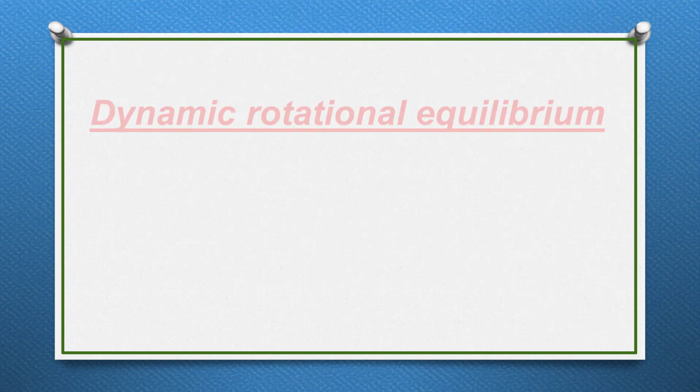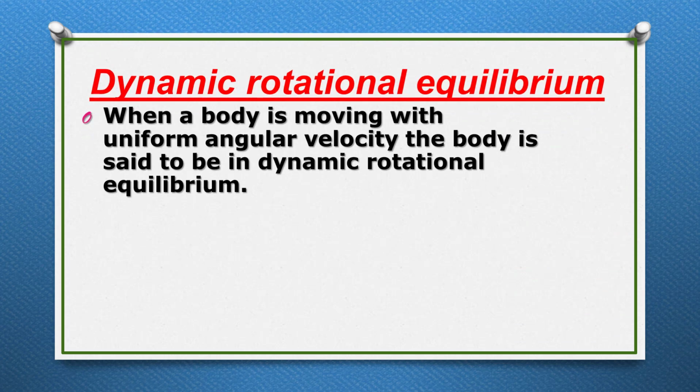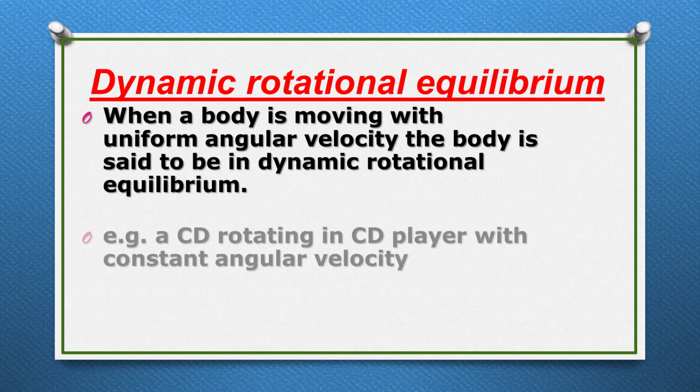Okay, the second subtype of dynamic equilibrium is dynamic rotational equilibrium. When a body is moving with uniform angular velocity, the body is said to be in dynamic rotational equilibrium. Okay, so it means that there is a rotation. The body is rotating with uniform velocity, then the body is said to be in dynamic rotational equilibrium.